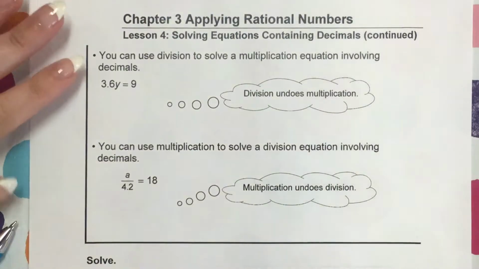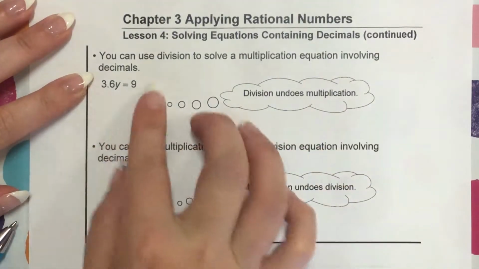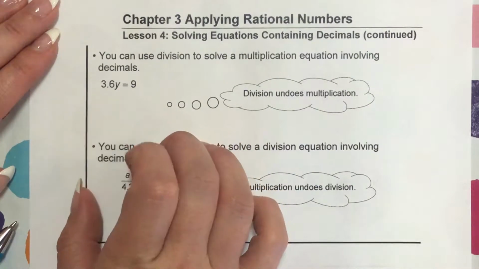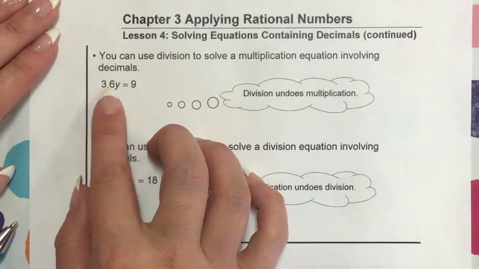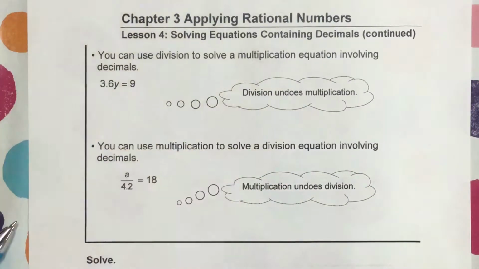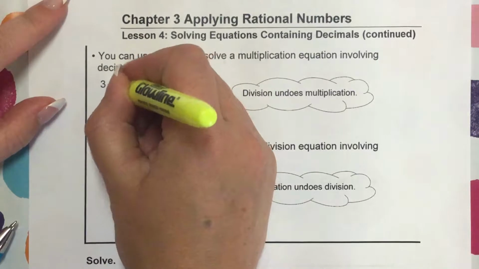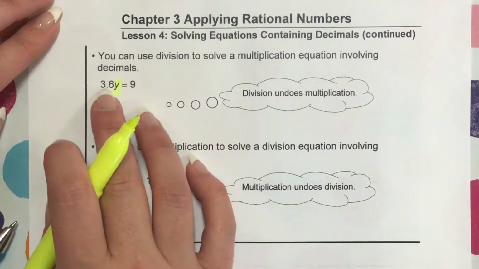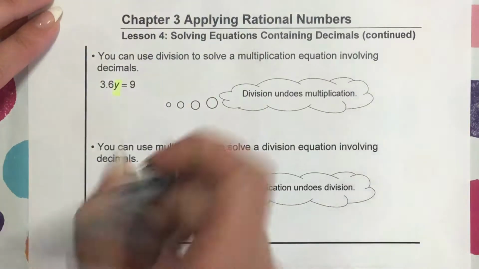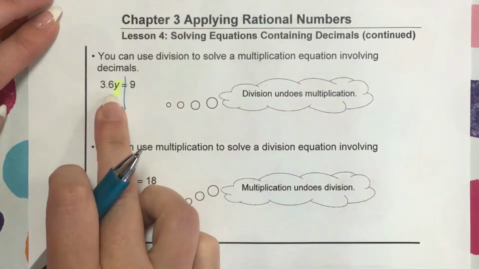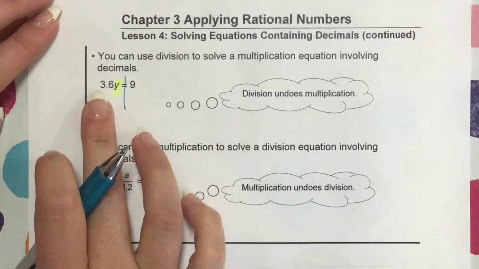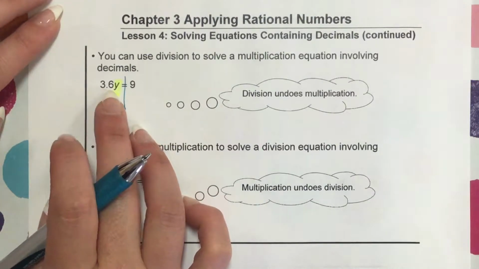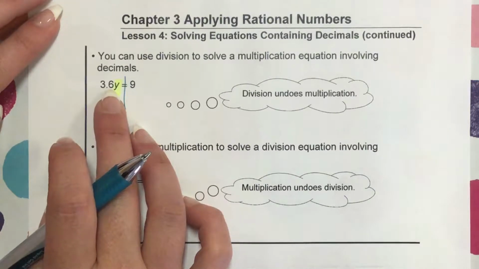All right. So we are also going to look at these types of equations dealing with decimals. And we have 3.6y equals 9, and we're trying to get y by itself. And we have to think about, well, how is this 3.6 right now? Is y by itself? The answer is no, there's a 3.6. Well, how is the 3.6 related to y? Well, when it's 3.6y, that means 3.6 times y.